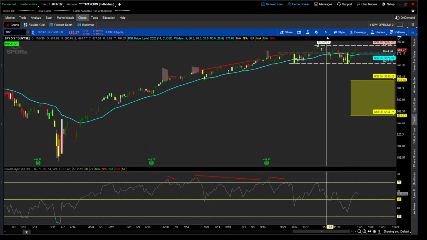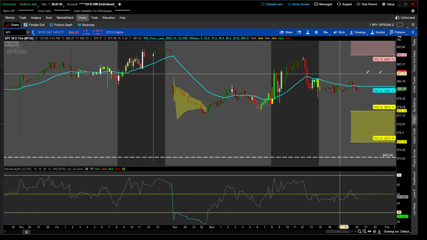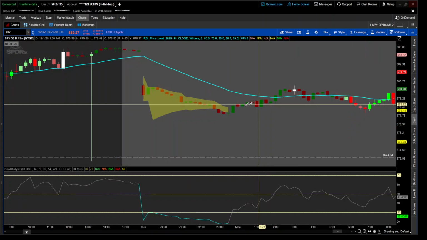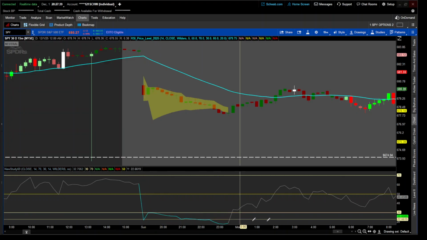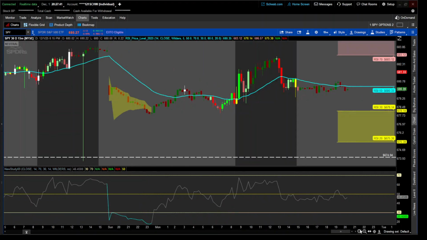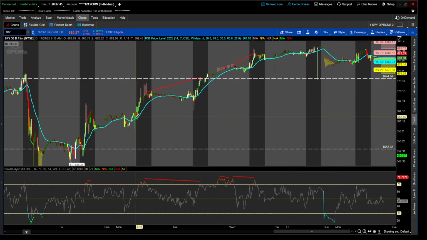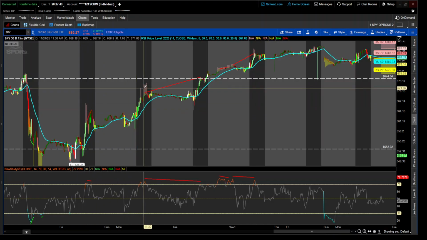Let's go down to a lower time frame. Here we have our oversold cloud right here. You can see where the S&P 500 became oversold. It matches up exactly with our oversold level here on the regular lower RSI. And that's basically the indicator. You have your divergences, you have the RSI price levels, you have your cloud.